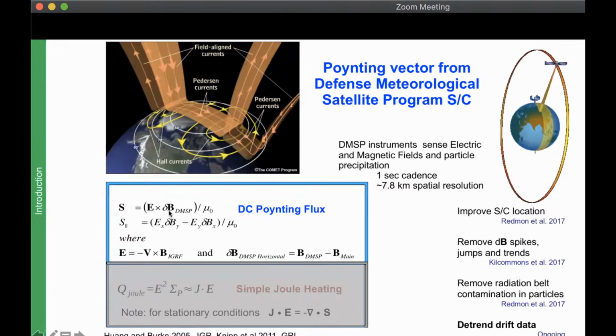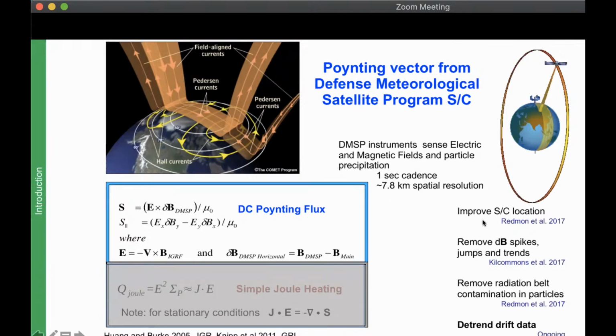the magnetic perturbations. We'll be looking at only a along-field component of the Poynting flux, which is primarily downward, as Brian mentioned. The data from DMSP comes in at 1 second, so that gives you about an 8-kilometer spatial resolution.